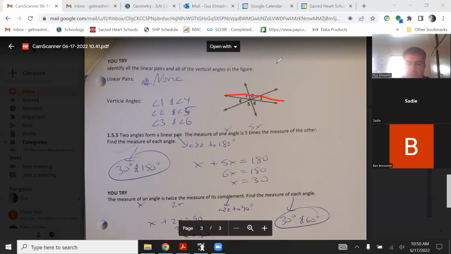But because you've got three intersecting lines, you've got three pairs of vertical angles. You're going to notice that 3 and 6 are opposite of each other. 1 and 4 are opposite of each other. 2 and 5 are opposite of each other. So 2 and 5, 1 and 4, 3 and 6.